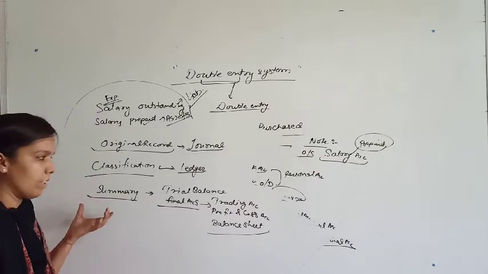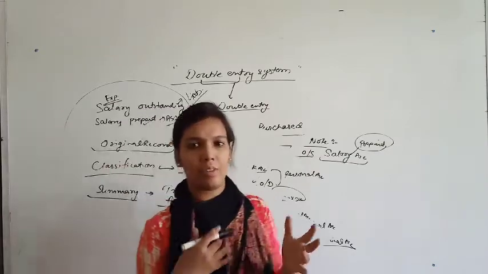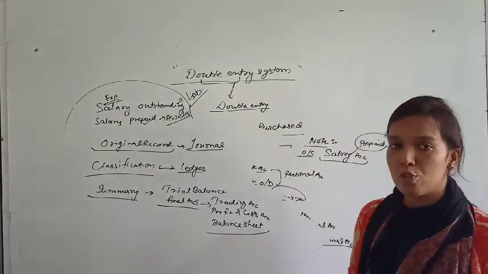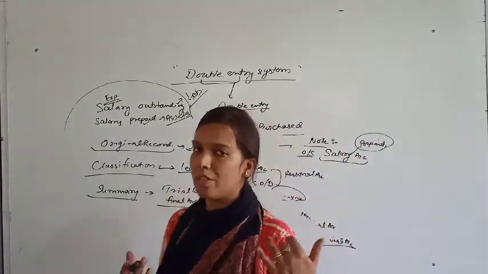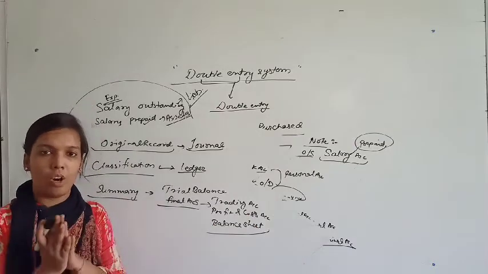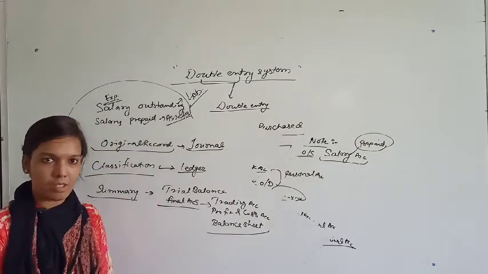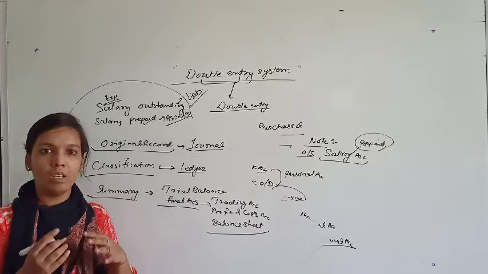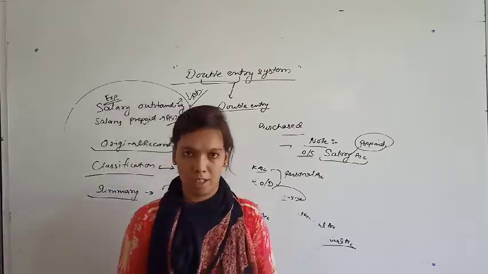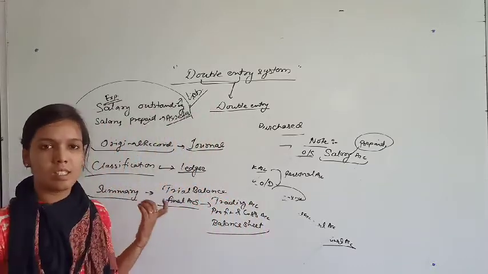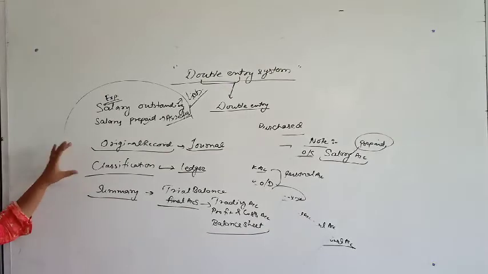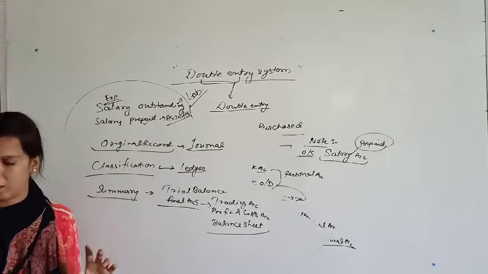Okay. So summary: after preparing the journal, after the ledger, or after preparing all the accounts of the business, the proprietor wants to know what is the financial position of the business, how many assets are there, or what is the amount of liabilities in the business. So easily he can get the position whether we have profits or losses in the business. So that is called a summary. So these are the stages of the double entry system: original record, classification, and summary. Okay.